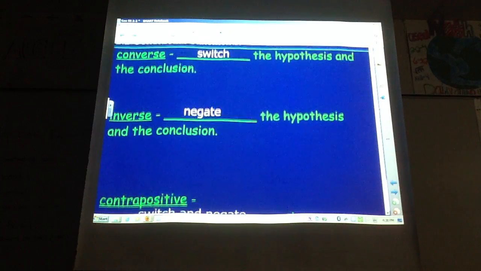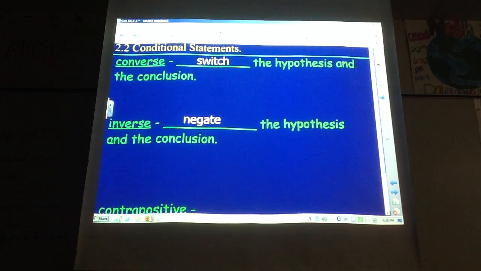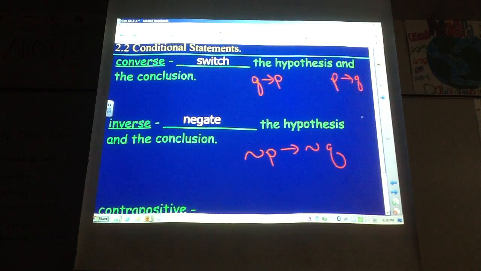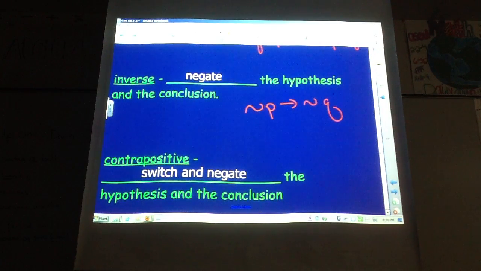And you might see, if our conditional statement was that P implies Q, then the converse means that Q implies P. The inverse would mean not P implies not Q. So you might see those things. And the contrapositive would mean that not Q would imply not P. So notice how they switch hypothesis and conclusion and negate when necessary.